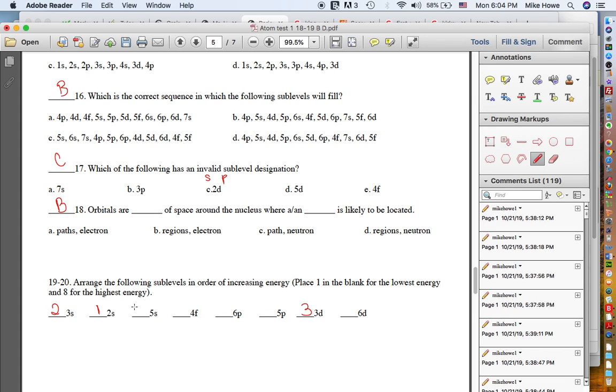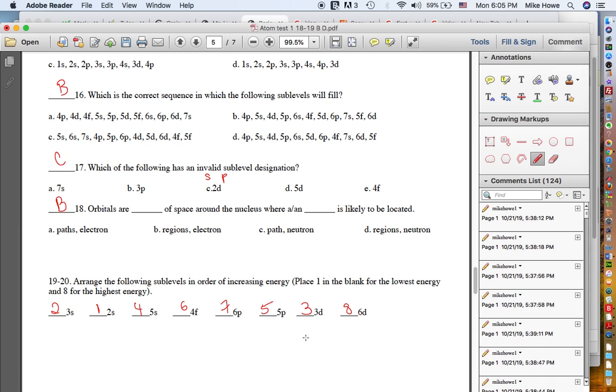Then 4p. Not there. Then 5s. That is there. Then after 5s is 4d, not there. After 4d is 5p, that is there. After 5p is 6s. 6s is not there, but 4f is, that's what comes next. After 4f is 5d and then 6p. Then 7s, 5f, and then 6d. So there's your sequence. And that's the end of that section of the test.